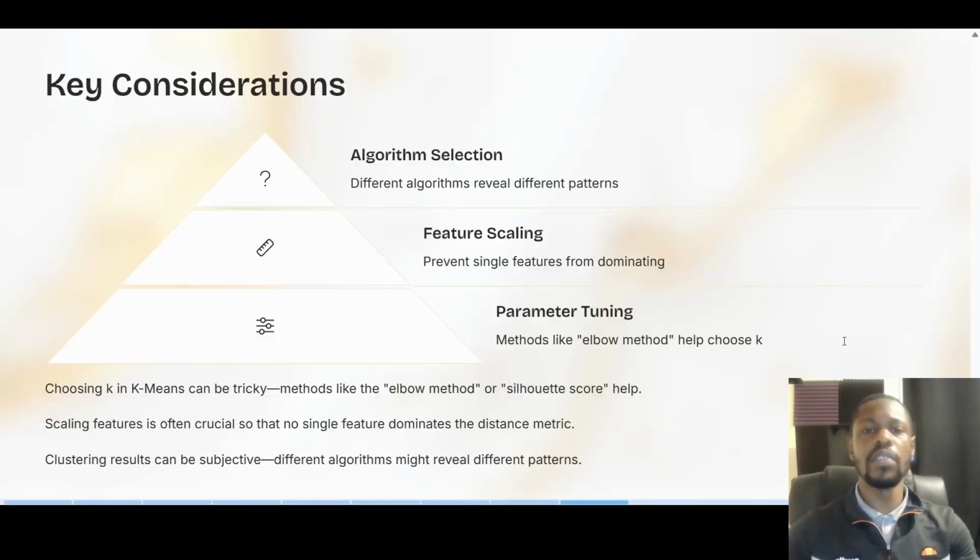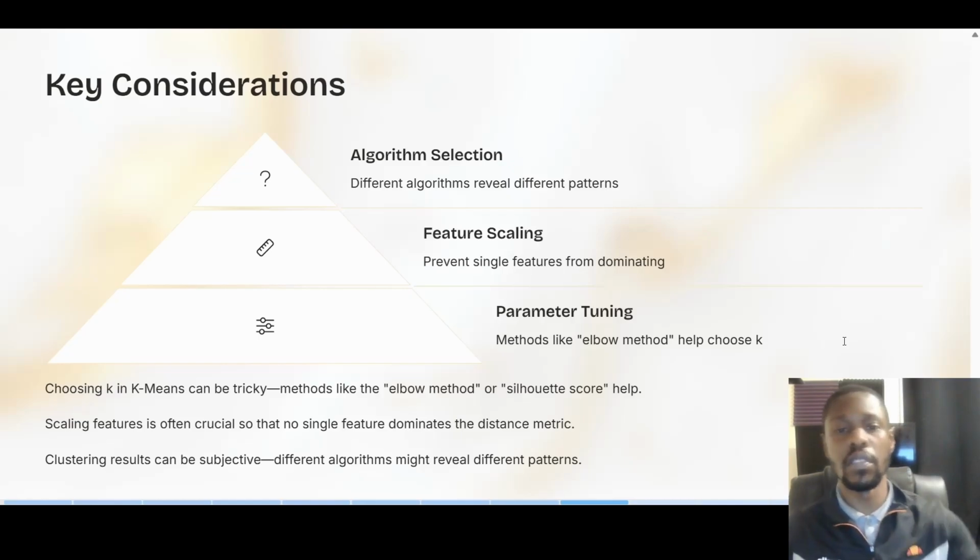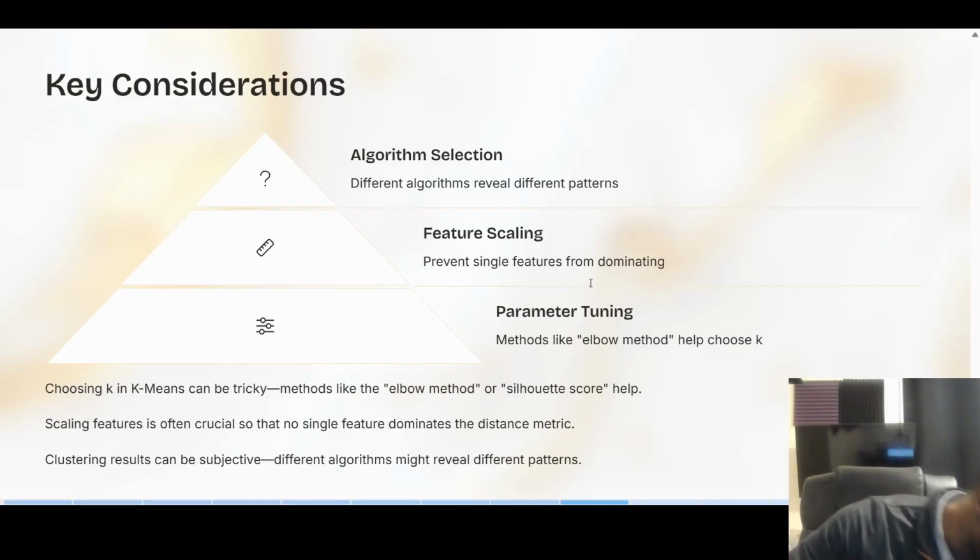So some key considerations is, of course, depending on what we're trying to achieve, we would use a different algorithm, as different algorithms are going to reveal different patterns and different insights into that data. So it really very much depends on the task and what you're trying to achieve, is why we'd use these different clustering methods.